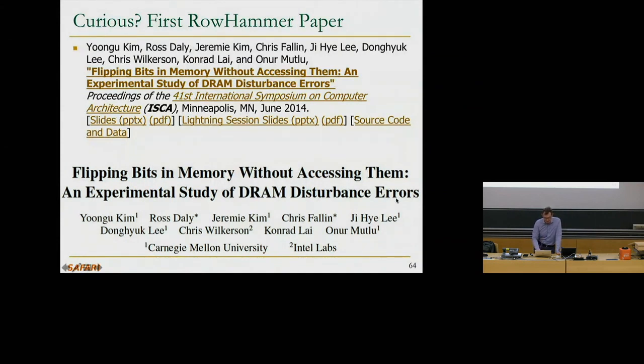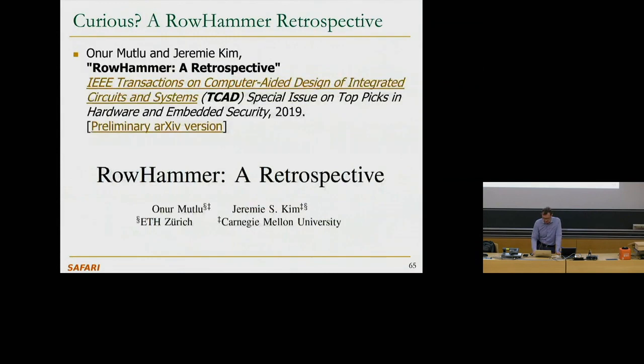I'd like to point out a couple of things over here. These three students, Ross, Jeremy, and Jihe, were actually undergraduate students who did research with us to work on this and discover this. And if you're really, really curious, this is actually the most up-to-date work on Rowhammer that talks about what has happened since. In the last 5 years, where are we in terms of both attacks and solutions and many, many other things. So if you're interested, you can take a look at that.